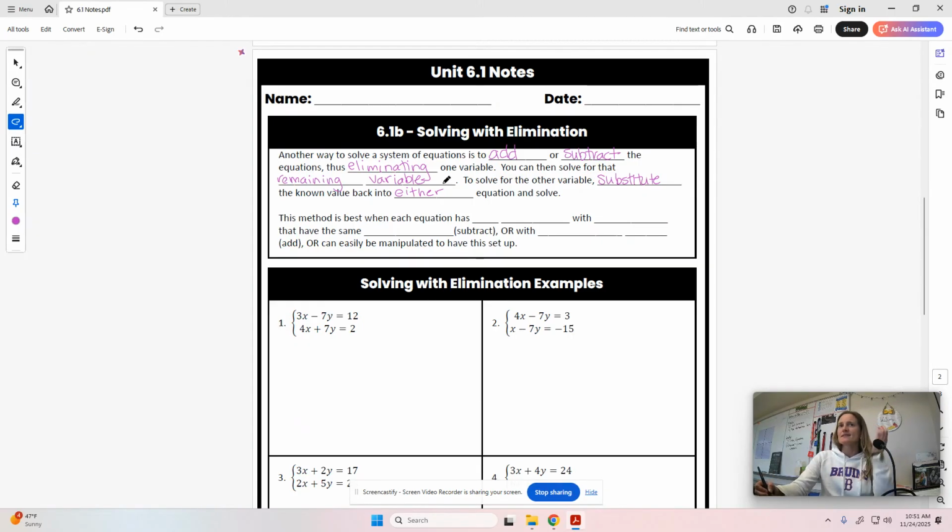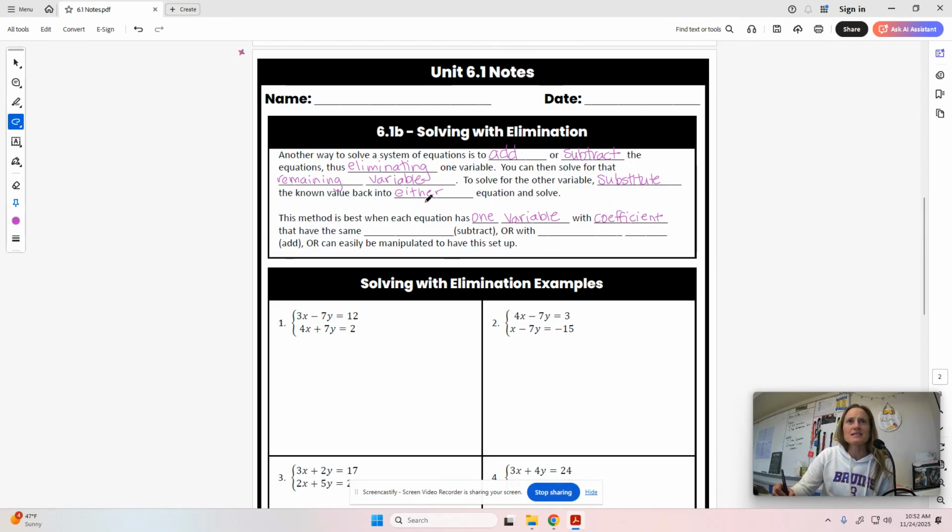As far as when this is the best method to use, we want to look at the two equations and see, is there a situation where each equation has one variable with the same coefficient. I think I messed up the wording here in the notes. I wrote the word coefficients, but what we really want is that the coefficients have to be the same. So for example, down here in number 1, see how on the y we have a 7 and a 7 on both of the y's? That's the sort of situation that we want to see.